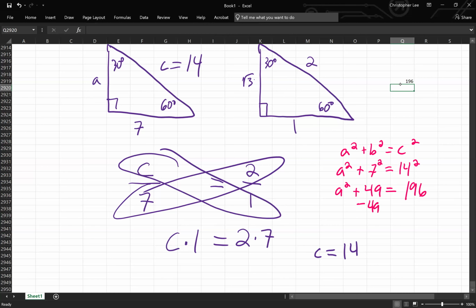So we're gonna subtract 49, subtract 49. So now what do we have? A squared is equal to 147, something like that. So now what do we want to do? We want to square root both sides, get rid of that square. So A is equal to square root 147. There we go. And that's it. That's the whole problem right there.